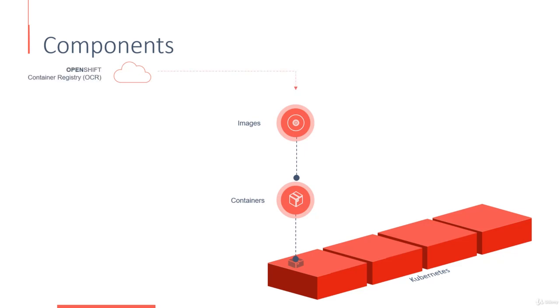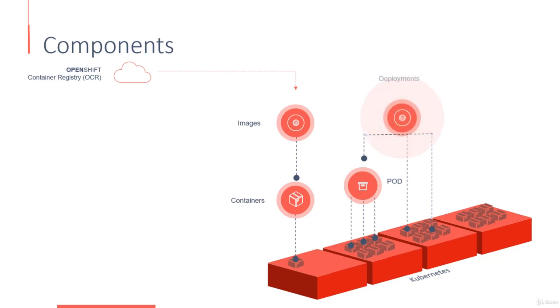Alternatively, you may use the Openshift container registry that comes built in with Openshift Origin. A collection of one or more containers together form a pod, and multiple pods form a deployment. We use services to expose the deployments to other applications or to the external world. These, as we learned, are basic Kubernetes constructs that Openshift leverages.